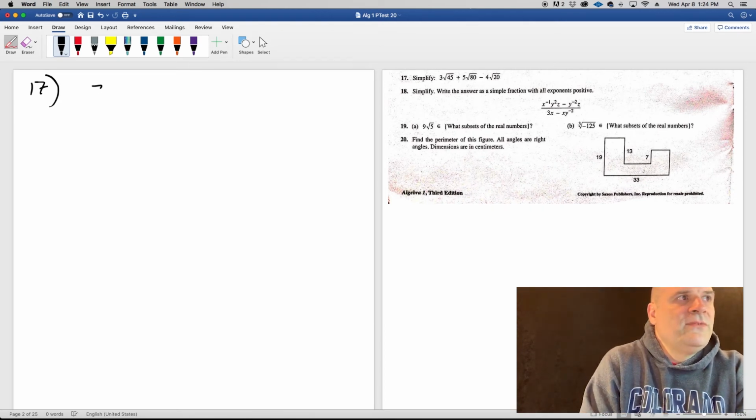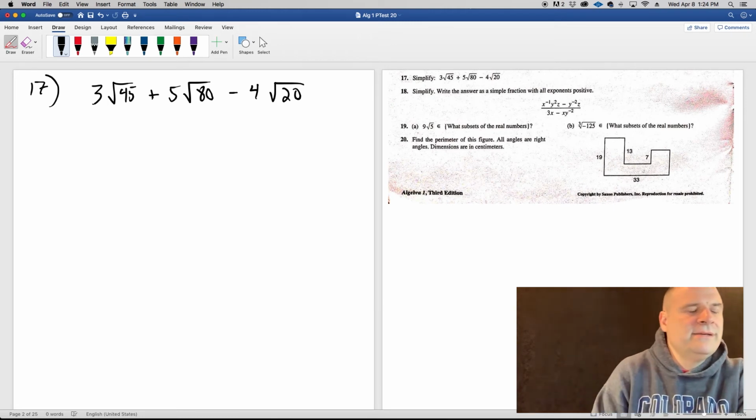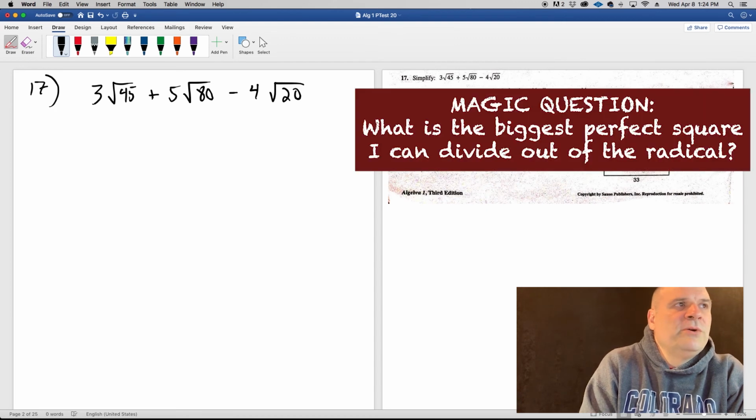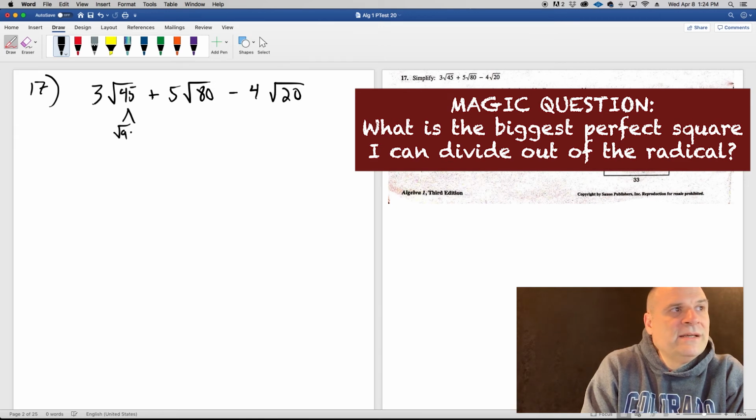All right, we're gonna simplify these radical expressions, and then we're gonna see if we can combine any terms here. So your first step is to try to hunt down those perfect squares that are hiding inside of those radicals and take them out of there, okay? So remember your magic question. What, if any, perfect squares are inside of 45? Well, 45 can be separated into the square root of 9 times the square root of 5, okay?